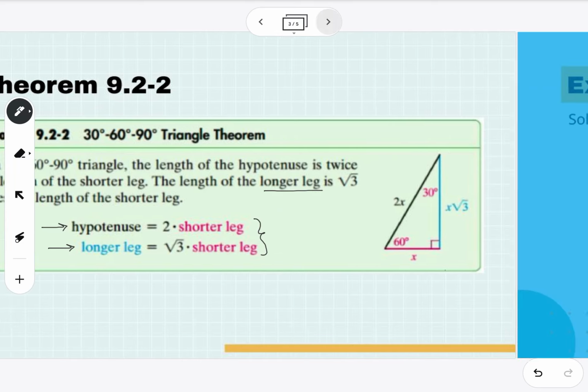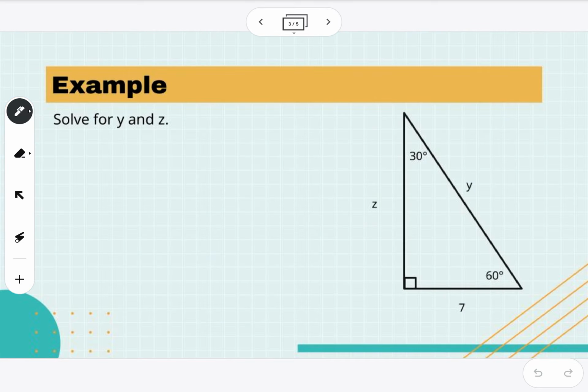You got this. Here's our first example. They're asking us to solve for y and z. First thing is, they're giving us one side. We know that this side down here is 7. We want to figure out, do I know my shorter leg, longer leg, or my hypotenuse? Well, I know my shorter leg because I'm right across from that 30-degree angle. Our hypotenuse is y, and our longer leg is represented by z.